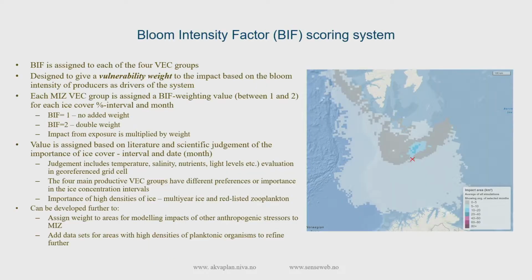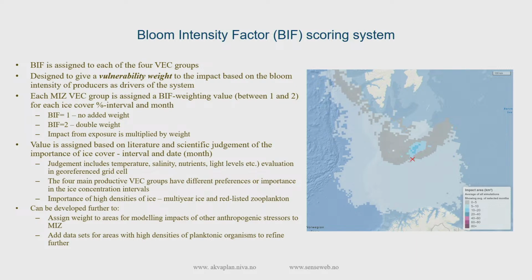Right, so to connect the ice concentration data or the ice density data with the month and the different VEC groups, we have designed the bloom intensity factor scoring system. And this is designed to give a vulnerability weight to the impact based on the bloom intensity of each of these four groups of producer VECs. So the impact that's calculated in the grid cell from exposure to oil is assigned a BIF weighting, which is dependent on the ice density in intervals and the month in question.